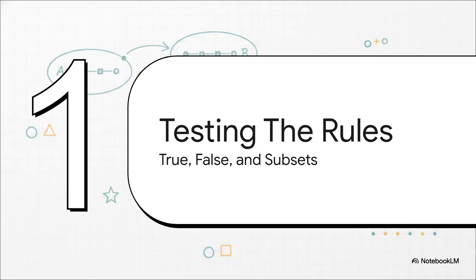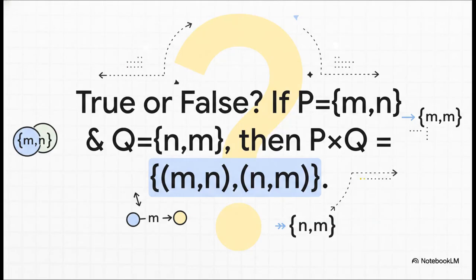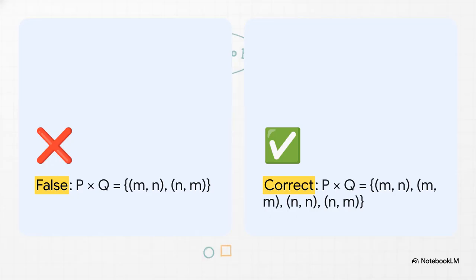Fantastic. We've built them, we've taken them apart, now it's time to put our knowledge to the test. We're going to look at a few true or false statements that will really check if we've got the little details right. All right, check this out. From problem 4, is this statement true or false? Take a quick second and think back to what we learned about how many elements the final product set is supposed to have. It's false, and here's why.